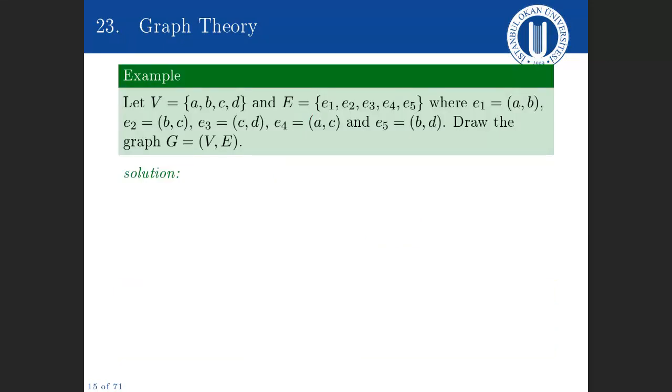We're asked to draw a picture of this graph. And this is the information that we have. First, we're told that there are 4 vertices, and these are called A, B, C, and D. And we're told we have 5 edges, called E1 up to E5.